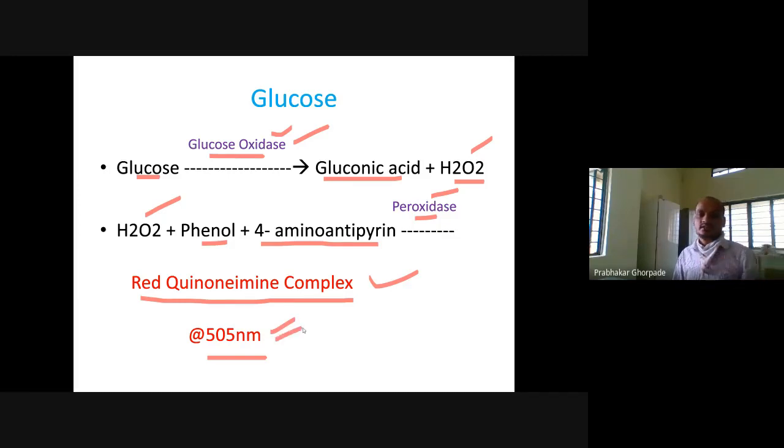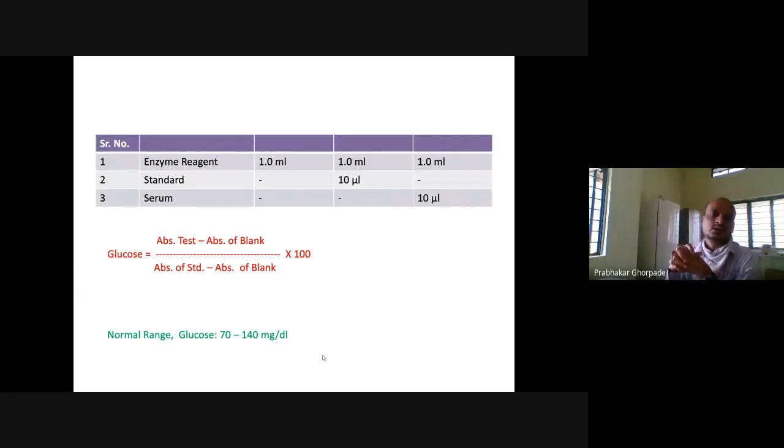You should always remember, for any quantitative test, to check whether it is 505 nanometer or not for glucose, or for other tests based on the test protocol, and observe what nanometer of light we have to set in the spectrophotometer. So this is glucose. Now coming to the equation part, for example we take 3 test tubes. I am calling this one the blank, this is the standard, and this is the test.